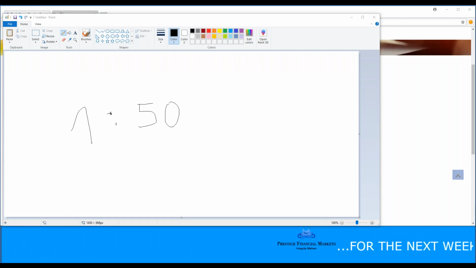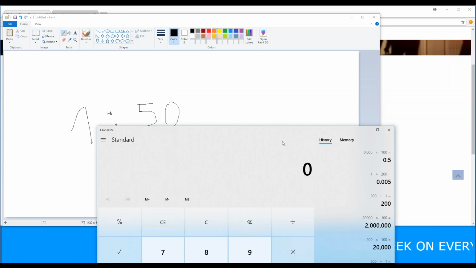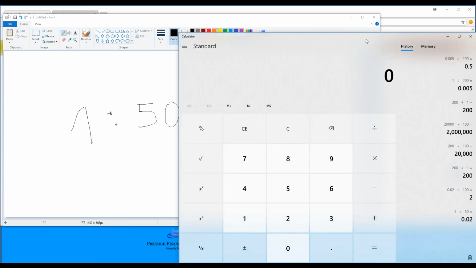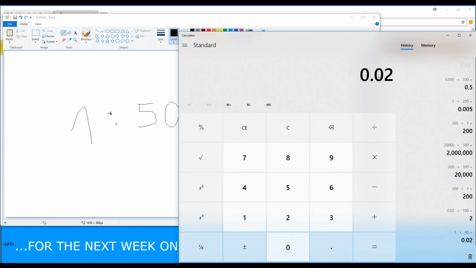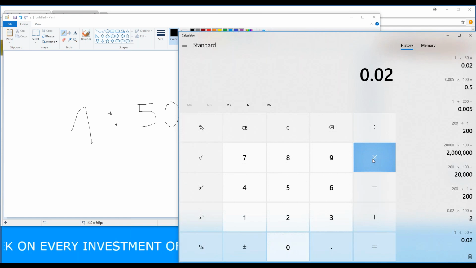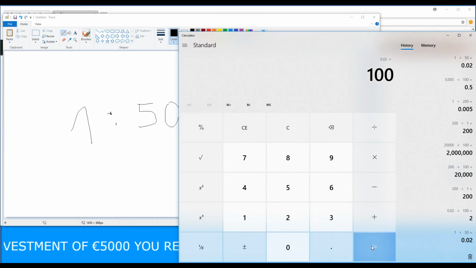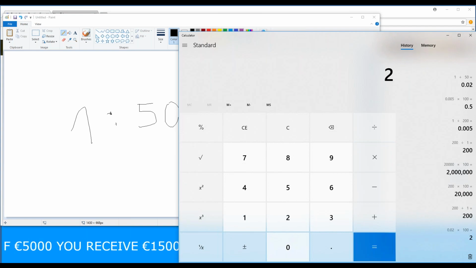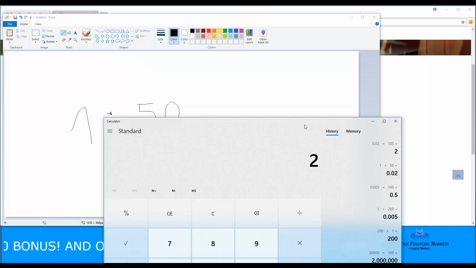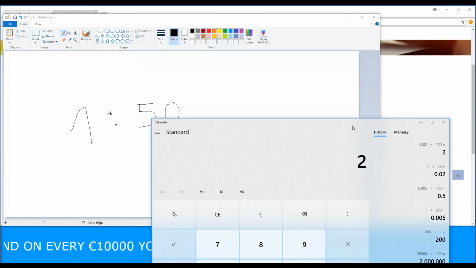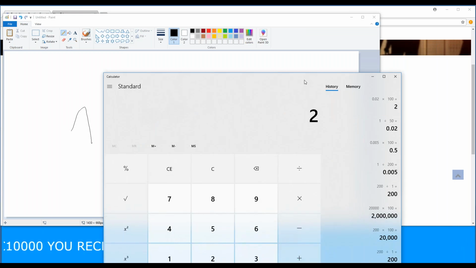Okay, so I told you that leverage is basically borrowed money. We can divide 1 by 50 and get 0.02, and then multiply that by 100 to get a percentage, and we get 2%. That means that with leverage 1 to 50, we are basically using all borrowed money on our account, and we can use all margin, our overall account.